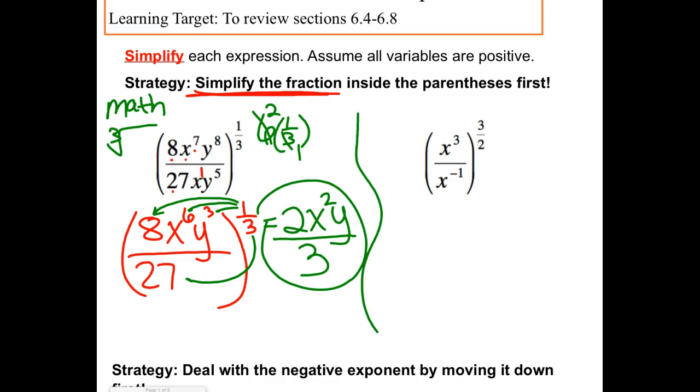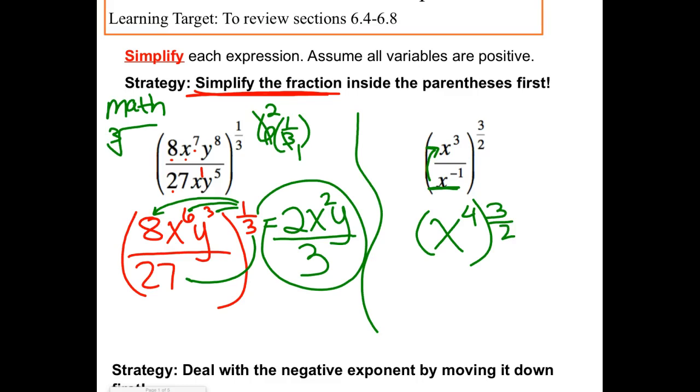On the next one, I see I have x's together, so I want to combine them. And how I'm going to do that is I have this -1 on bottom, so it needs to go to the top. And when I do that, it's going to combine with those other 3. So now what I have is x to the 4th, and this all is being taken to the 3/2.